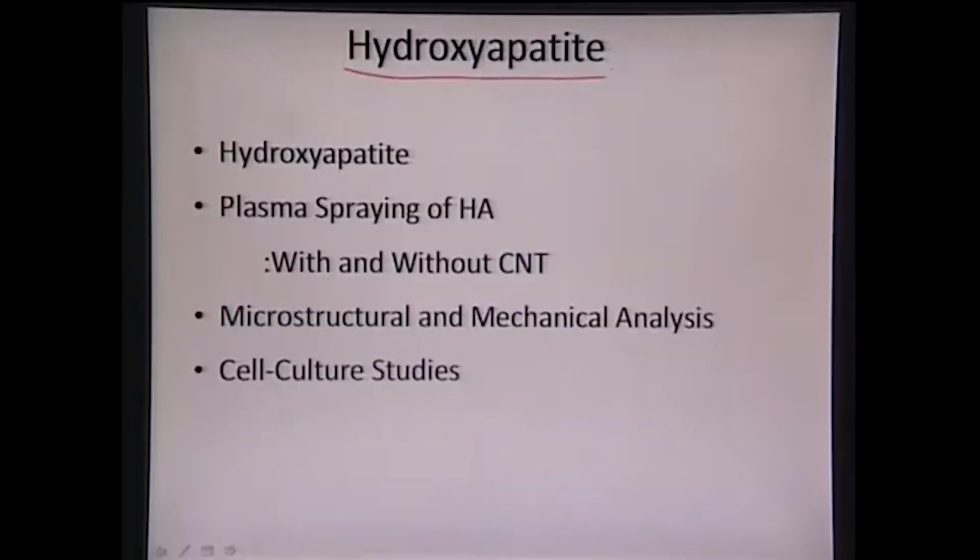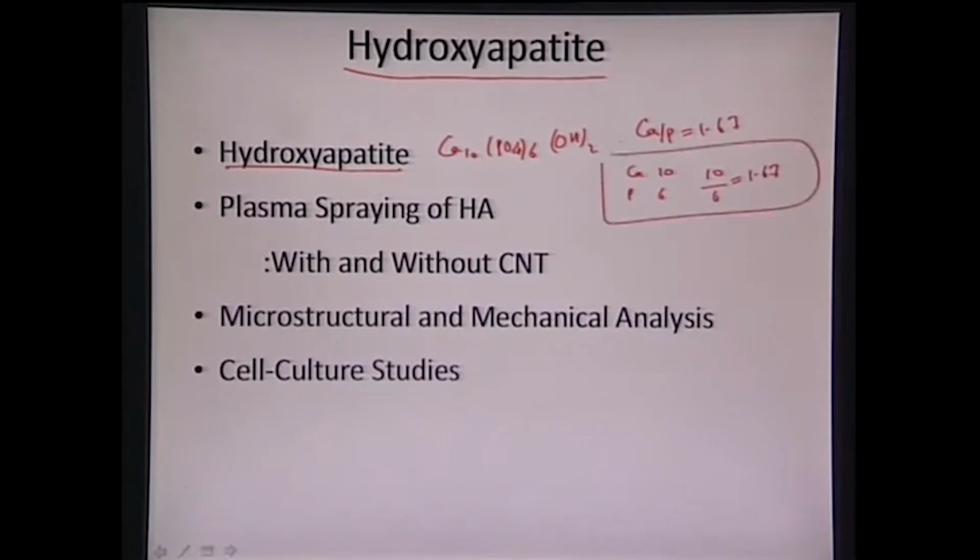Hydroxyapatite is a well known bioceramic. The chemical composition of hydroxyapatite is Ca10(PO4)6(OH)2, with a calcium to phosphate ratio of 1.67. As we see, Ca is around 10, P is around 6, so 10 by 6 becomes around 1.67. This Ca/P ratio is similar to that found in the bone mineral, which is apatite. Similar to apatite, it is also 1.67.